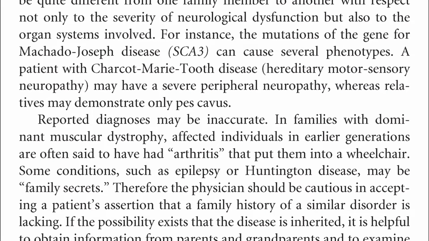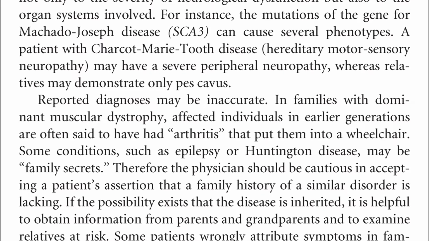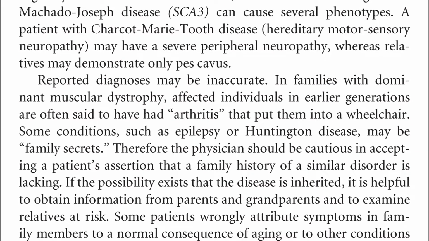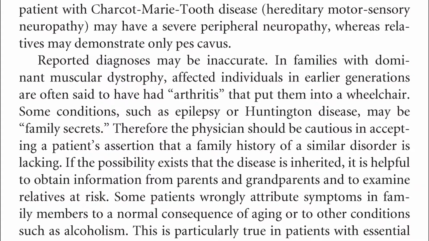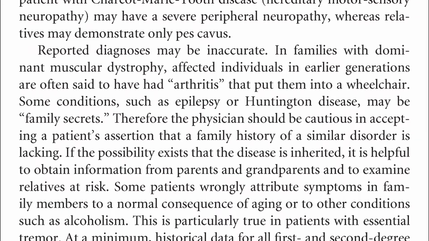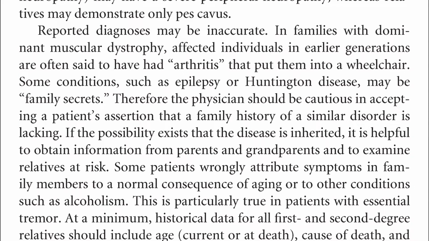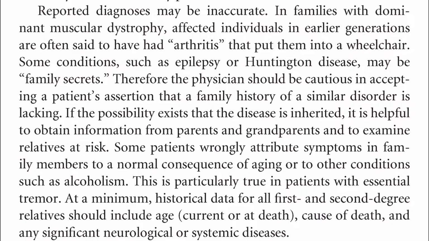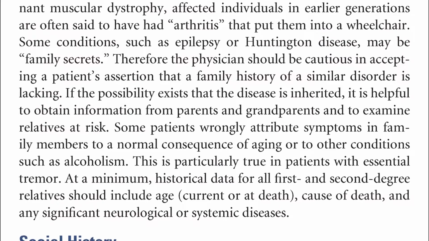In families with dominant muscular dystrophy, affected individuals in earlier generations are often said to have had arthritis that put them into a wheelchair. Some conditions, such as epilepsy or Huntington disease, may be family secrets. Therefore, the physician should be cautious in accepting a patient's assertion that a family history of a similar disorder is lacking. If the possibility exists that the disease is inherited, it is helpful to obtain information from parents and grandparents and to examine relatives at risk.